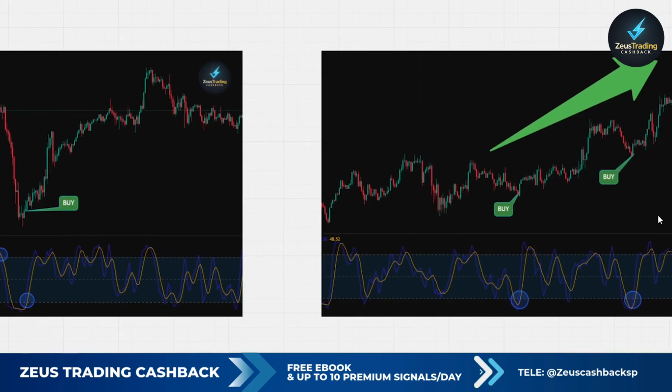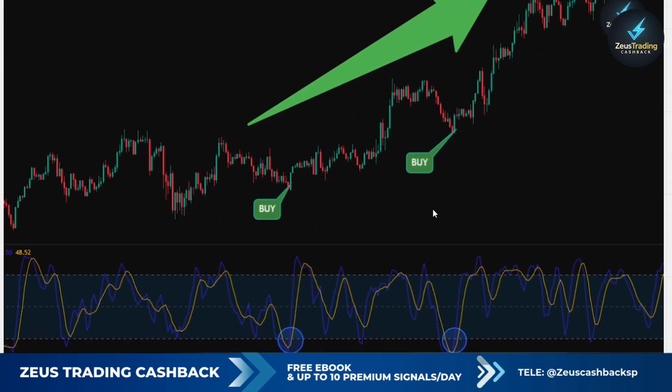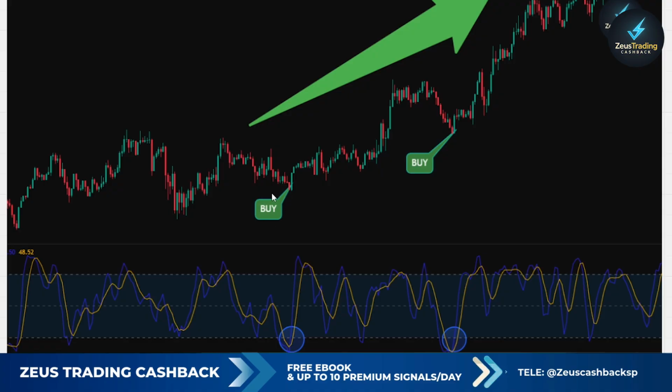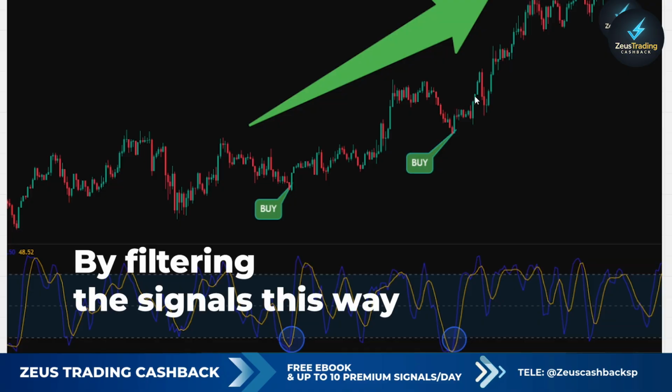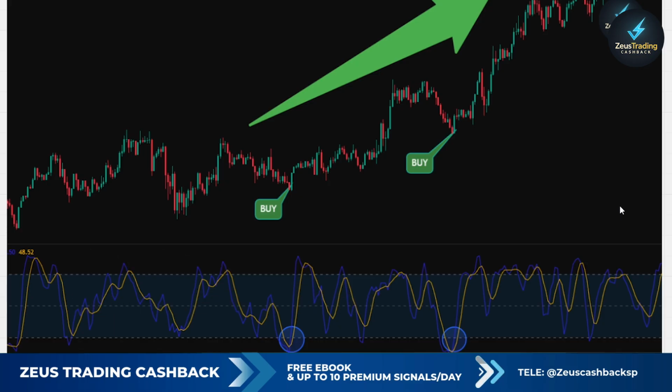But in strong trends, the rules change. You don't trade every crossover. You only take buy crossovers in an uptrend, and you only take sell crossovers in a downtrend. By filtering the signals this way, you avoid most false trades and focus only on the moves that align with the dominant trend. This adjustment alone transforms the effectiveness of the strategy.